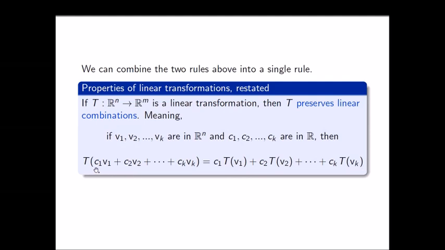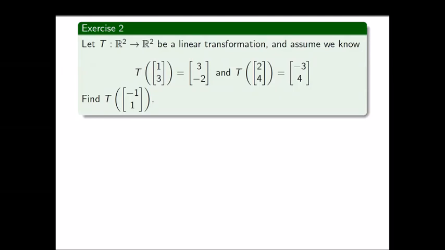So essentially, we first use additivity preservation on this sum, so we get T of c1 v1 plus T of c2 v2 and so on. And then by preservation of scalar multiplication, we pull out the constants and we get this right hand side. So let's look at another exercise. We are given a linear transformation, and we are given that T of (1, 3) is (3, -2) and T of (2, 4) is (-3, 4). And without explicitly knowing what the transformation is, we have to compute T of (-1, 1).